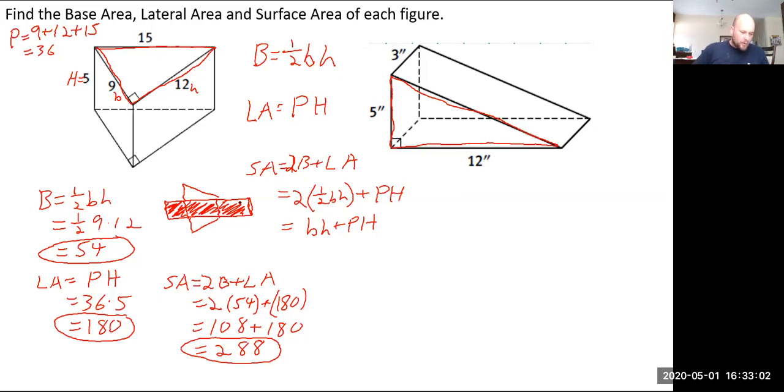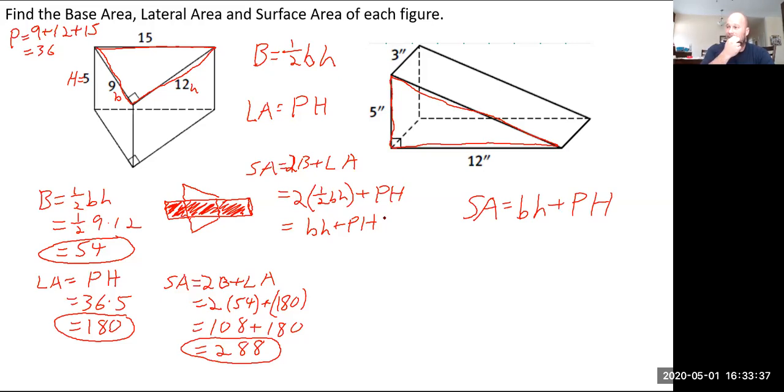So we have another image over here. And instead of finding all 3 of these things on this image, I'm just going to do surface area. But in order to do surface area and only surface area, that means that I don't want to find the lateral area by itself. I don't want to find base area by itself. So this is where I'd want to use that final formula that I had simplified earlier. So on this one, I'm going to do surface area equals BH plus PH, because that's a simplified form for this figure.